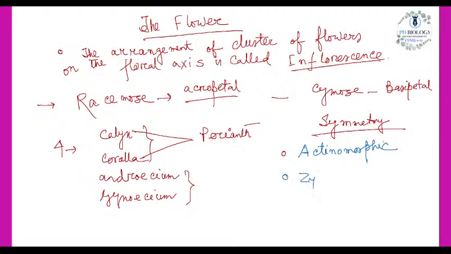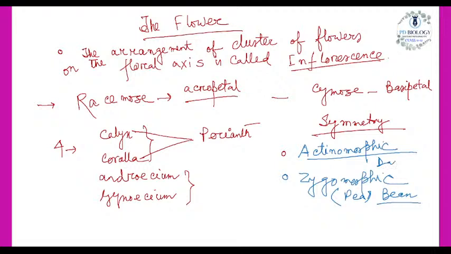Next one, zygomorphic. Remember this one, this is bilateral symmetry. Here a flower can be divided into two similar halves only in a particular vertical plane. So the zygomorphic flowers are the pea, the bean, the cassia, and actinomorphic is the datura.